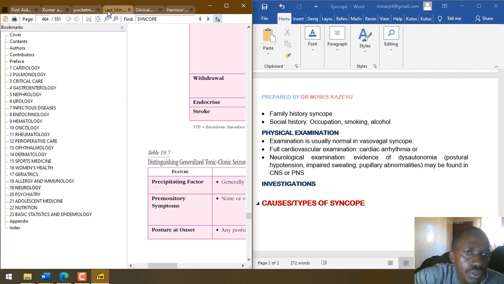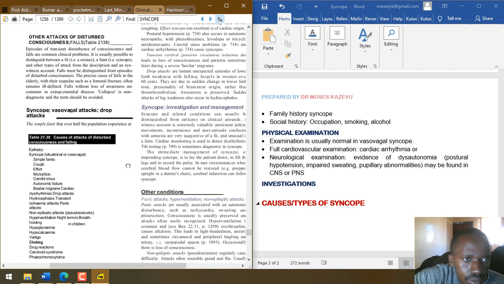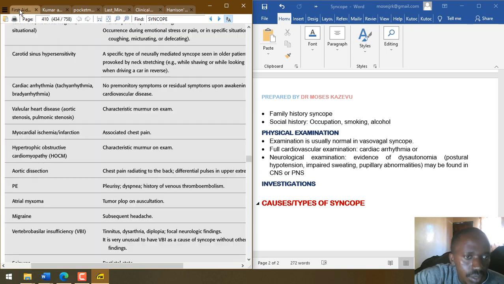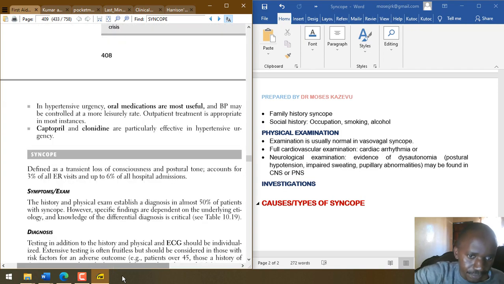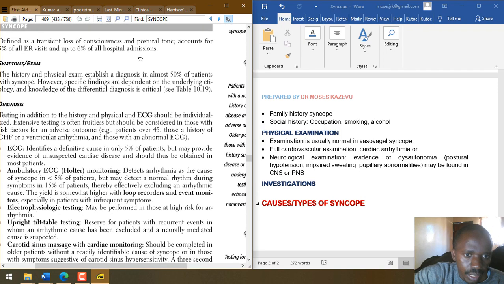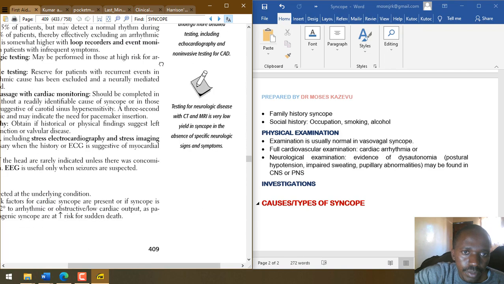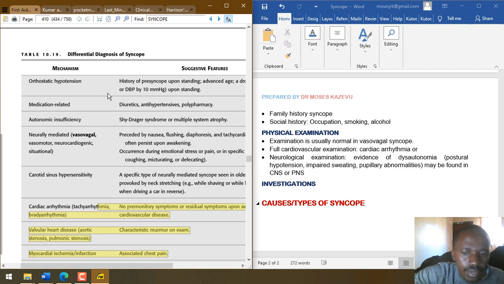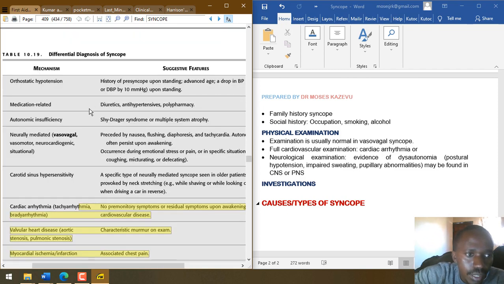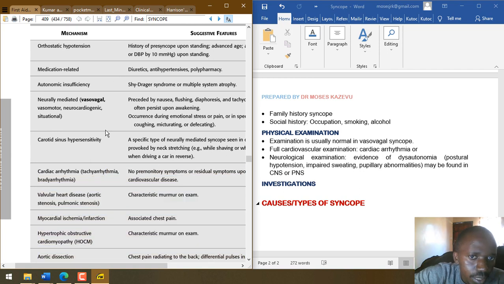So, okay, this is just distinguishing between the two. These are just causes here. So I think First Aid had a good way of putting them. So we can now add these causes here. So I think the most important one here, the most common ones, should be vasovagal.